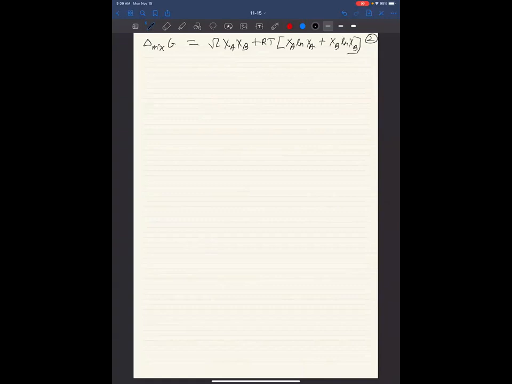So in a two-component system, what can we say about XB and XA? How are they related? Go ahead. They add to 1, right? It's a two-component system. So XA plus XB is equal to 1 because they are mole fractions. We are not talking about the total number of moles. We are talking about the mole fraction. Therefore, XB is equal to 1 minus XA.